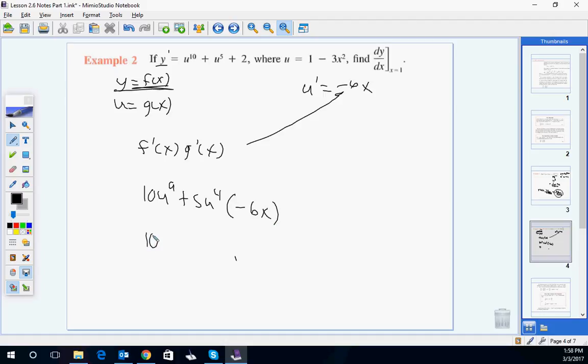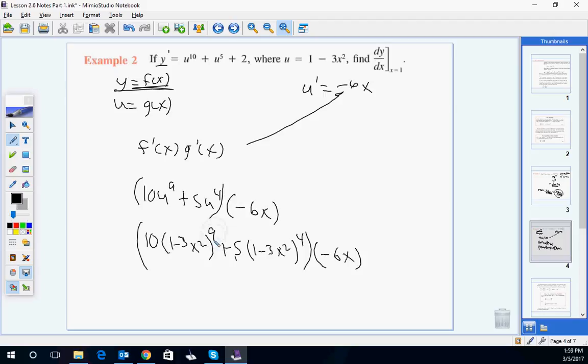Now you would write it like that. These are 3's here, sorry. Wait, is it 10 times that 1 minus 3x squared to the power of 9? Yeah. Sorry, thank you.